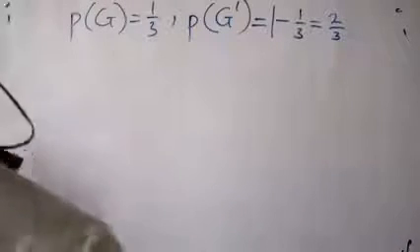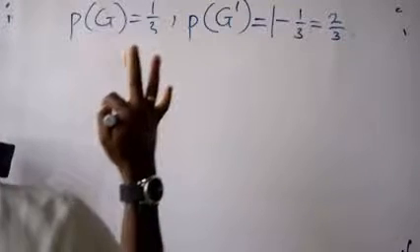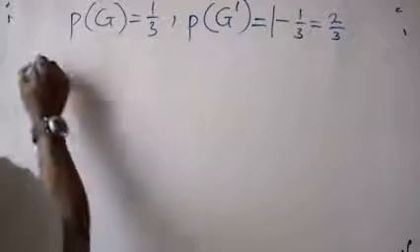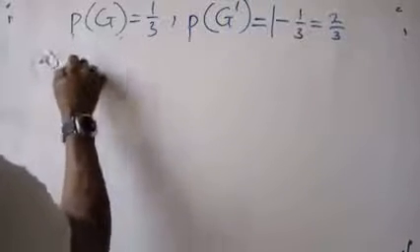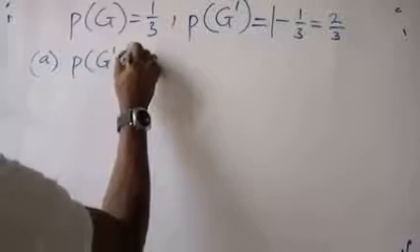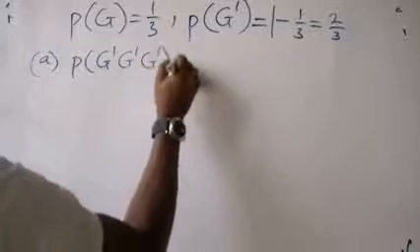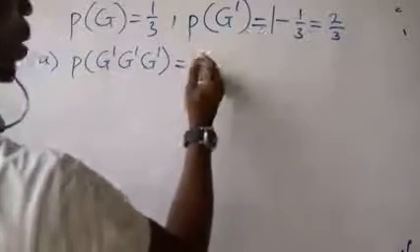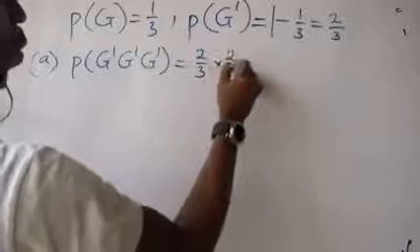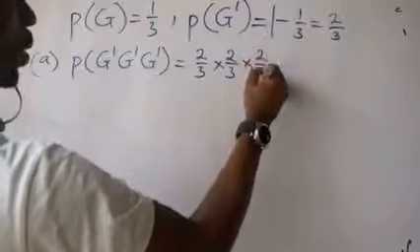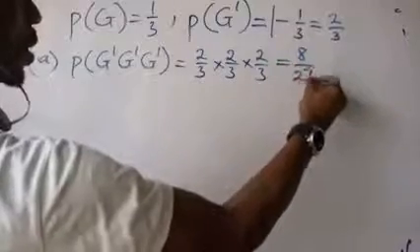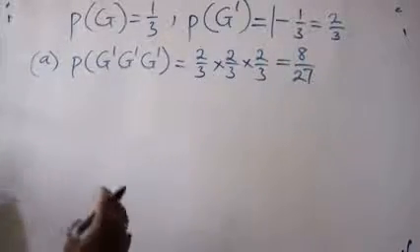Now, the question is asking us that if 3 seeds are planted, what's the probability that none will germinate? So the first question is saying probability that none of them will germinate. The first seed will not germinate, the second seed will not germinate, the third seed will not germinate. And that will give us 2/3 times 2/3 times 2/3. And the answer is 8/27. It is as simple as that.